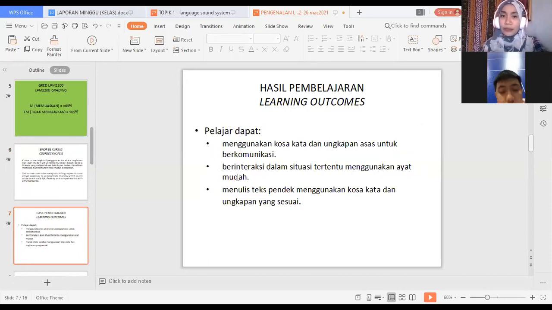The second one, you can do interaksi, okay? You can give a response based on the situation. When someone asks you a question, you can give the response, you can give feedback. And the last one, at the end of this course, you can write a short essay with the vocabulary that you will learn, all right?